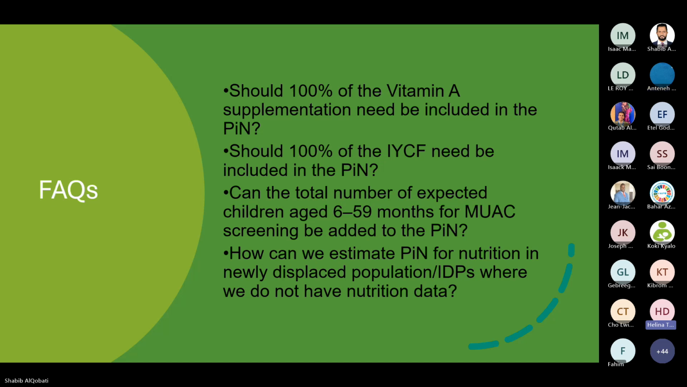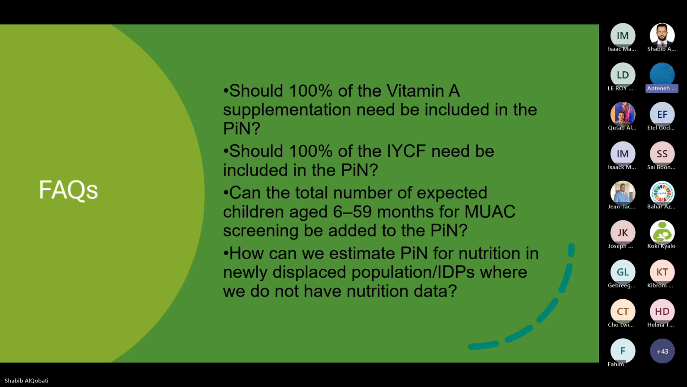But what we do is, we include IYCF in screening, but we don't add it up with the PIN. So we show the figure in our calculation, and we also do the funding requirement for IYCF and screening, but we don't add it up with the PIN. So that's how we were working before. I'm not sure whether that's correct or not.